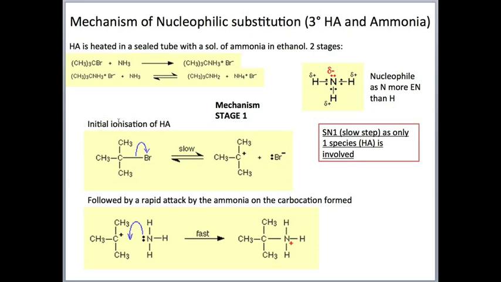First of all, we have the initial ionization of the halogenoalkane. And this is known as an SN1 reaction, because we only have one species of halogenoalkane involved. And this is a slow step because we're basically waiting for the bromine to just fall off to produce the carbocation and the bromide ion. And the second step is the rapid attack by the ammonia on the carbocation to form this here.